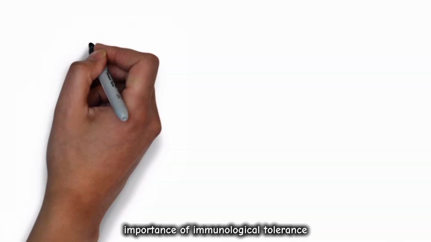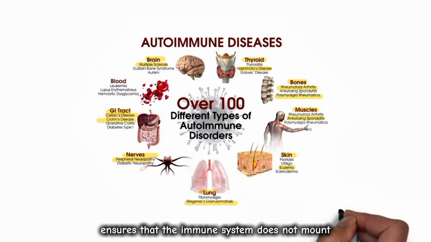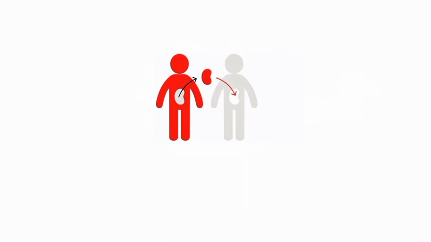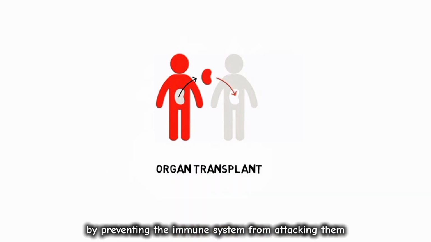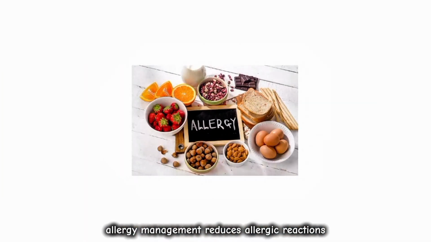Importance of immunological tolerance. Prevention of autoimmunity ensures that the immune system does not mount a response against self-antigens, which could lead to autoimmune diseases such as rheumatoid arthritis, lupus, and type 1 diabetes. Transplant acceptance helps in the acceptance of transplanted organs and tissues by preventing the immune system from attacking them as foreign invaders. Allergy management reduces allergic reactions by promoting tolerance to harmless environmental antigens like pollen, food, and animal dander.